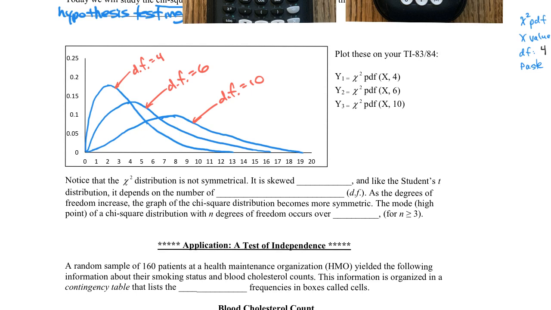So when you look at the chi-square distribution, you will notice that it is not symmetrical, right? Which way is it skewed? Remember, it's skewed where the tail is. It's skewed right. And like the student's t-distribution, it depends on the number of, what does the df stand for? Degrees of freedom.